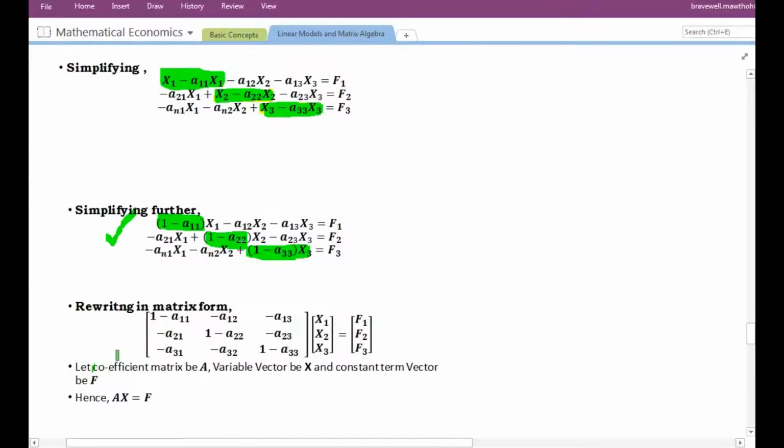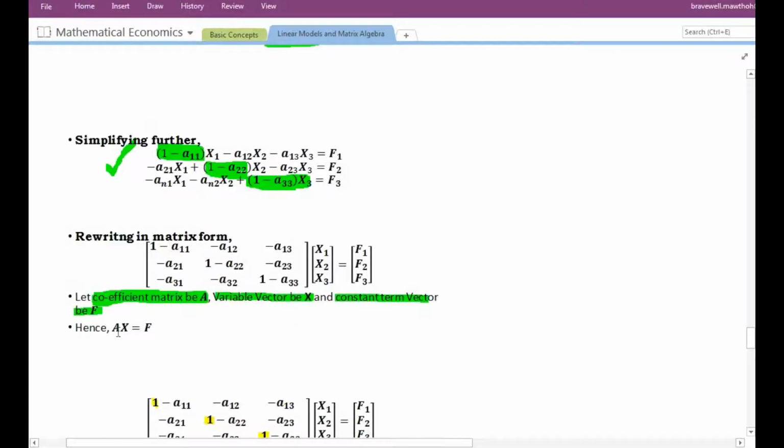Rewriting the above equation in matrix form, if we name the coefficient matrix by A, the variable vector by X and the constant term vector by F, in notational form we can rewrite the above matrix as AX equal F, or A times X equal F.